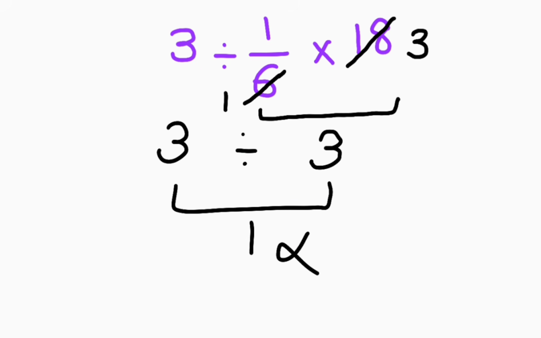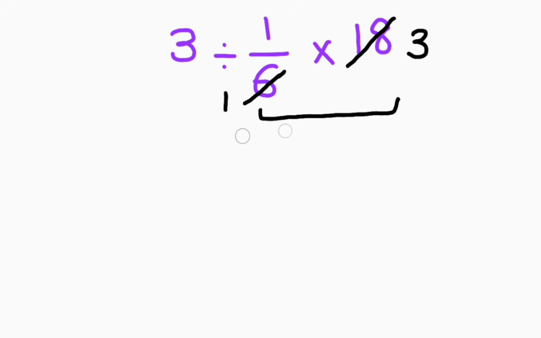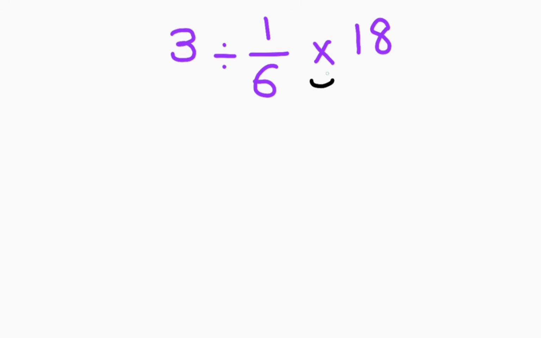But this answer is not correct because according to the order of operations, we know that multiplication and division have equal priority. So we have to work from left to right. Now we have to start with this division, not this multiplication. If we do this multiplication first, it is wrong. 3 divided by 1 over 6.